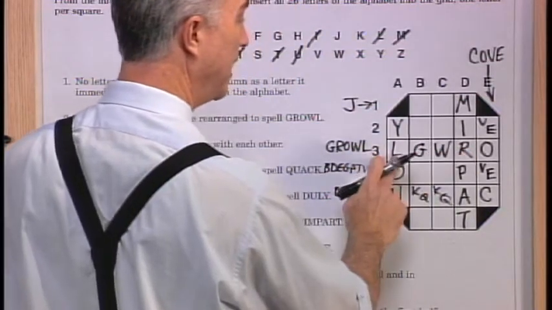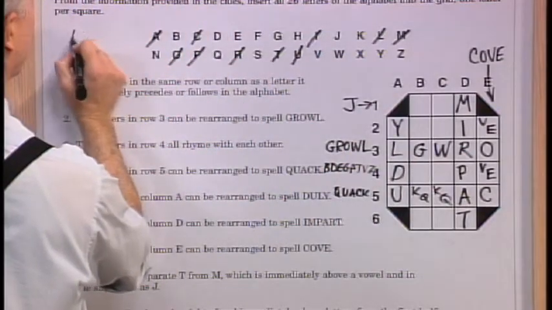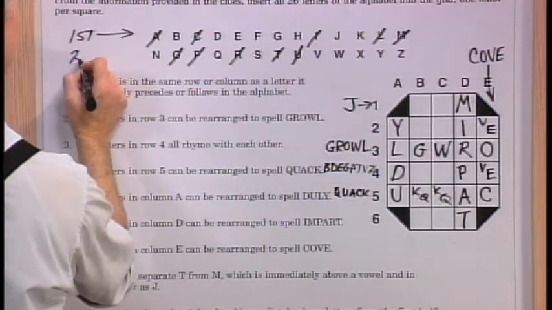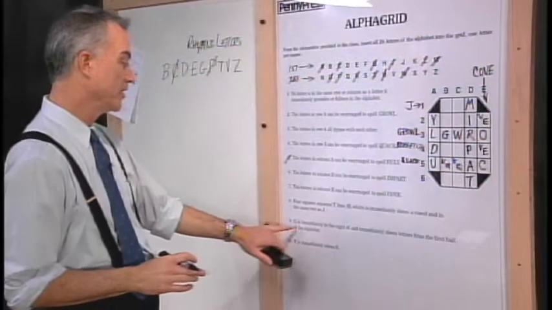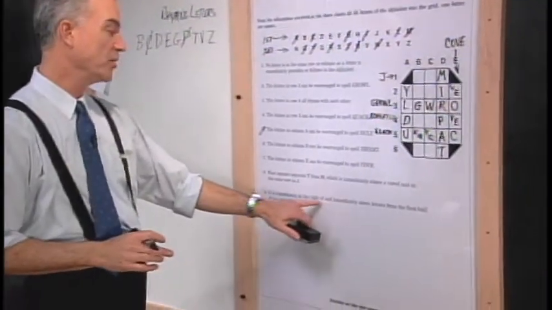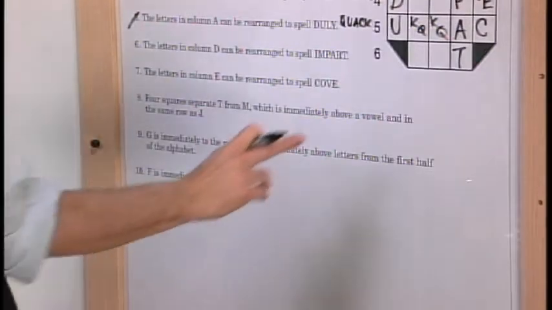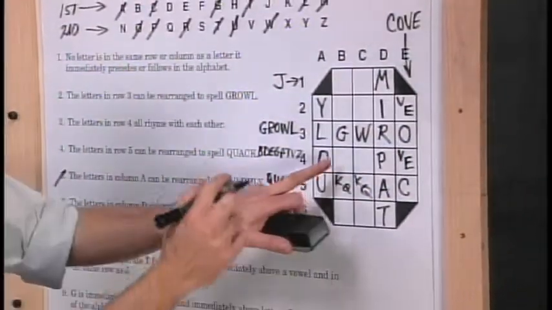G is now immediately to the right of a letter from the first half of the alphabet. Letters from the first half of the alphabet here are all conveniently located on the first row, and then the second half of the alphabet are, of course, the letters from the bottom row. Also, G is immediately to the right of and immediately above letters from the first half of the alphabet. We know that this letter down here is going to have to come from the first half of the alphabet.